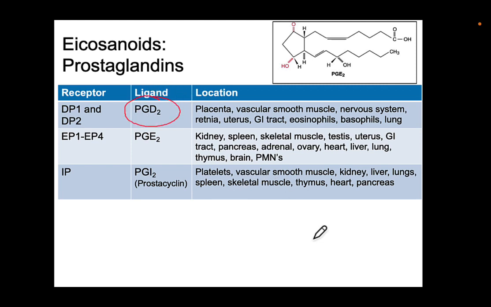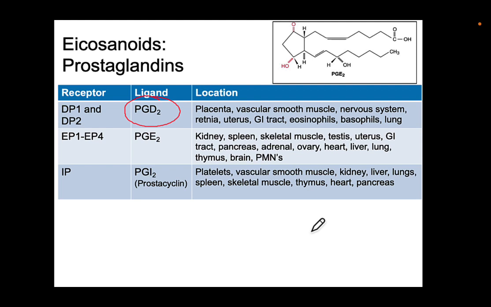PGD2 binds to the DP1 or the DP2 receptor, as in D-type prostaglandin receptor, so it's actually intuitive. These receptors are found in places like the placenta, vascular smooth muscle, the nervous system, the retina, uterus, GI tract, eosinophils and basophils, and the lung. You'll see later on that we have drugs that mimic prostaglandin D2 action that are available for nearly all of the tissues across medical subspecialties. I'll list some of these in the final slide of this video.